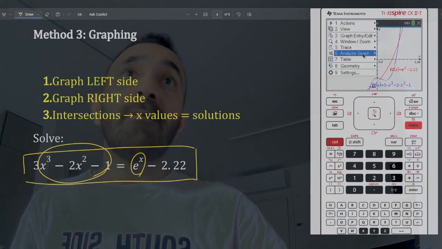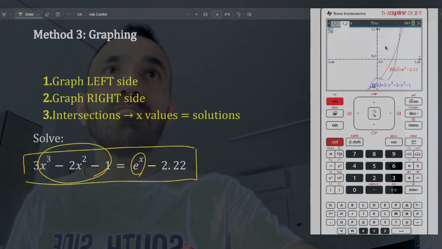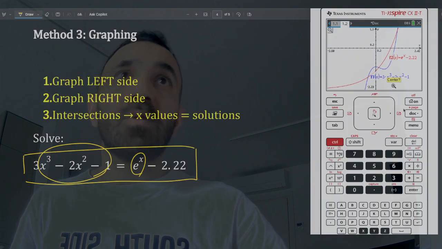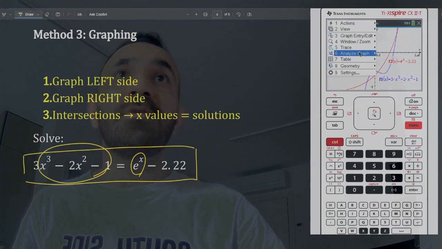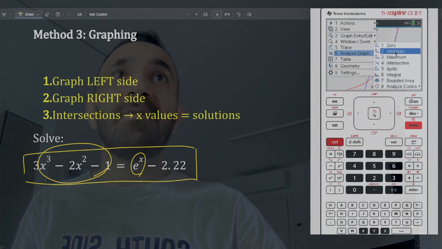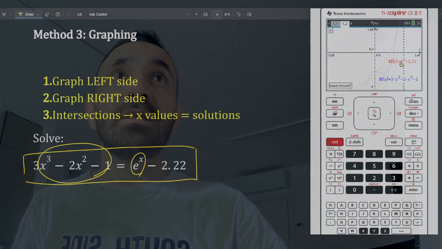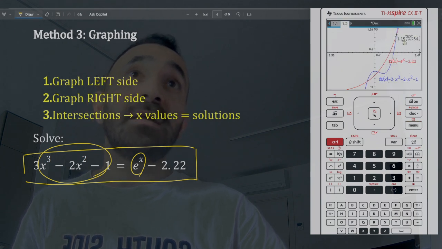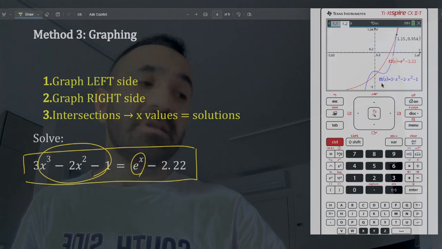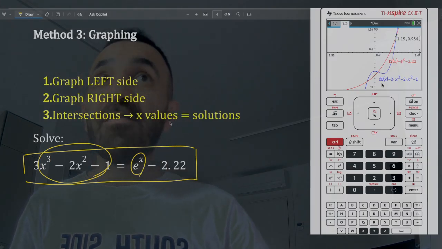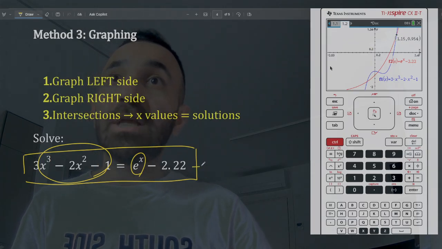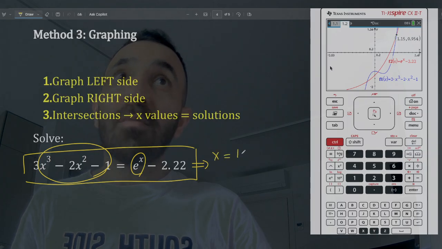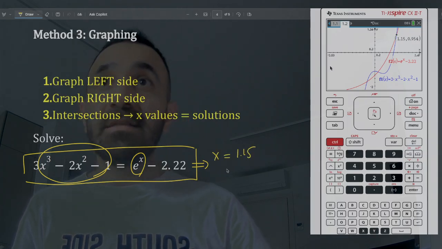How? Okay, well, I have three intersection points. I'm going to find the intersection points. First, analyze graph, intersection. This is the first intersection, 1.15. So one of the solutions, don't look at the y value, look at the x value here. One solution is x equals 1.15. This is the first solution.